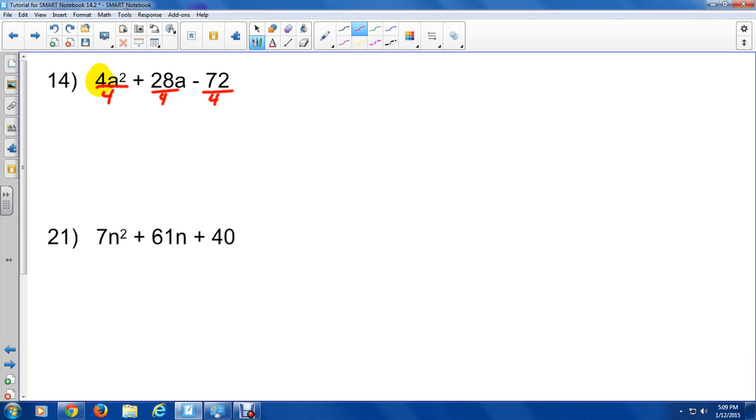So I'm going to rewrite the whole problem, and I'm going to rewrite it as 4 times quantity. And now I'm going to put my new term, 4's cancel, a squared. 28 divided by 4 is 7a. Still have a positive sign because I had a positive right here. Minus 72 divided by 4, and I believe that is 18, if I'm doing my math correctly there. Now, I'm not done. Did I factor it? Yes, I factored a 4 out of all of it.